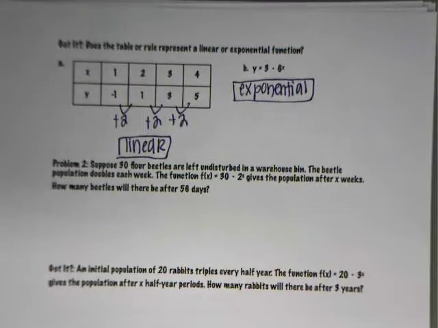All right, next one. Suppose 30 flower beetles are left undisturbed in a warehouse bin. The beetle population doubles each week. The function f of x equals 30 times 2 to the x power gives the population after x weeks. How many beetles will there be after 56 days?